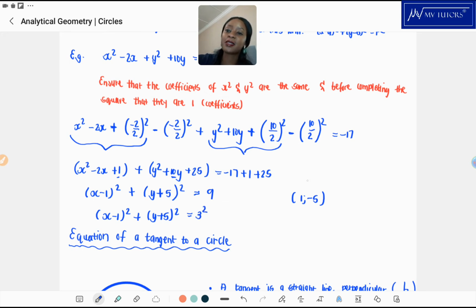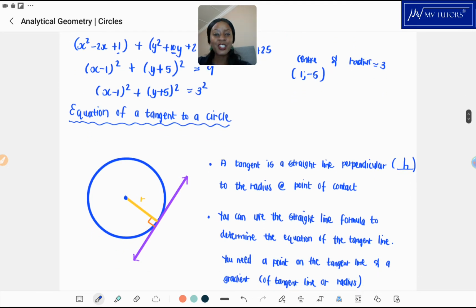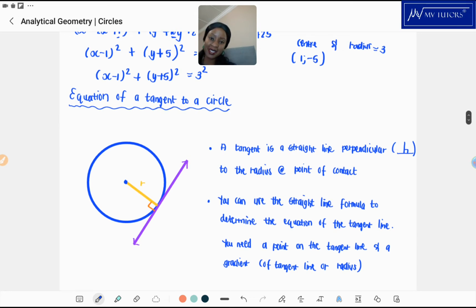So I know that this is my center, and my radius is actually 3. All right, so I hope that was fine, but you will be expected to know this. Now we get to the equation of a tangent to a circle. A tangent is a straight line that is perpendicular to the radius.